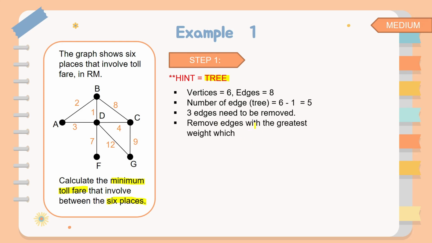Remove the edges with the greatest weight, like this. We remove BC, because these are the top 3 edges that have the highest weight, or the highest toll fare, which are 8, 12 and 9. The edges are BC, CG and DG. We remove those edges.